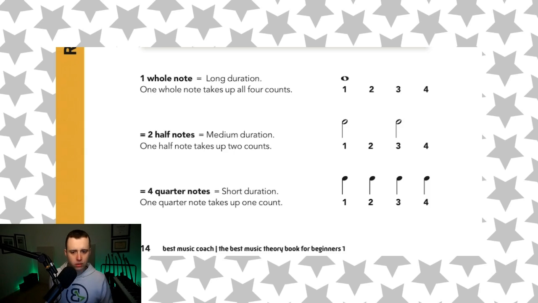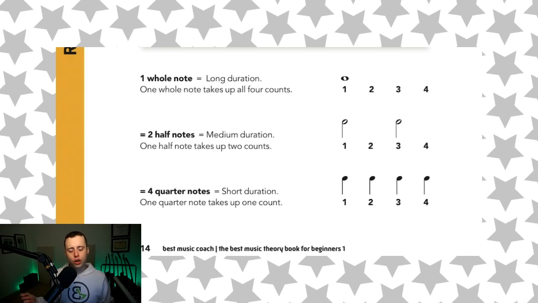A half note, that's the open note head with the stem, gets a medium duration of 2 counts. Again, what's a count? We're going to get there. But you can see that, well, there's half as many counts per half note than there are for whole note. Whole note gets 4 counts. Half note gets only 2 counts. So it's shorter.